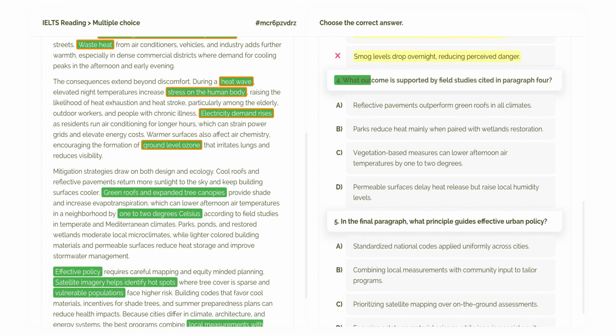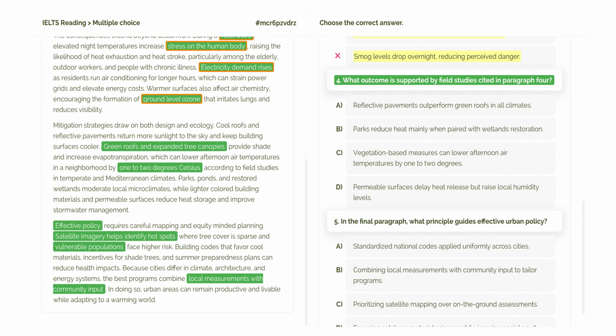What outcome is supported by field studies cited in paragraph 4? Okay, on to question 4. This one asks about an outcome supported by field studies and it tells us to look in paragraph 4. This is a detail-oriented question. We need to find the specific result that came from research or studies mentioned in that paragraph.